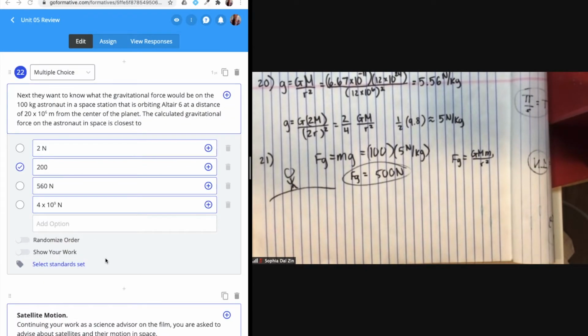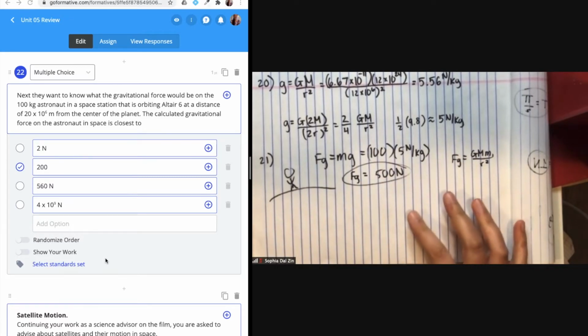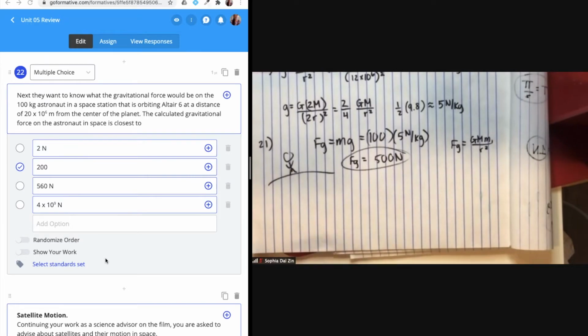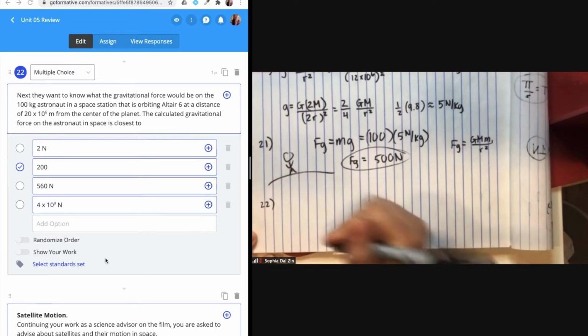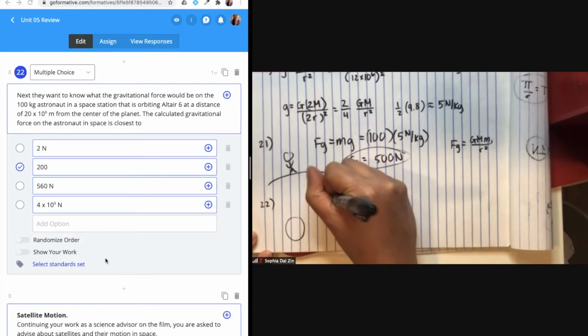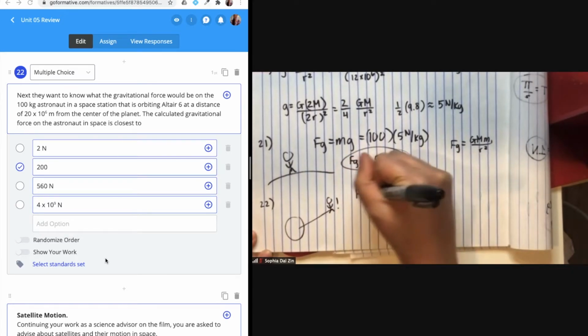Okay. So now we take our astronaut, and I have to use the universal gravity equation. I know I have to use the universal gravity equation because in number 22, the astronaut's too far from the surface of the planet. In number 22, I have to use universal gravity because the astronaut's floating over here. So I would use the universal gravity equation.